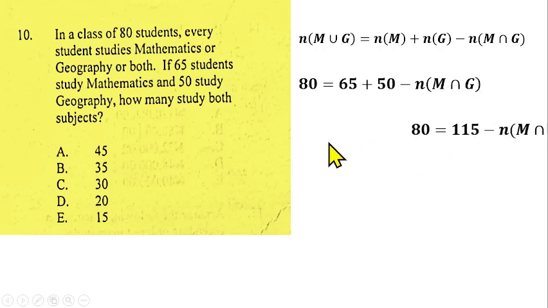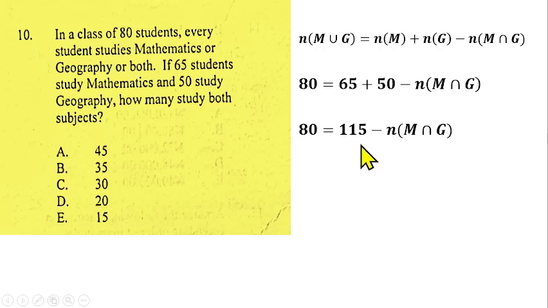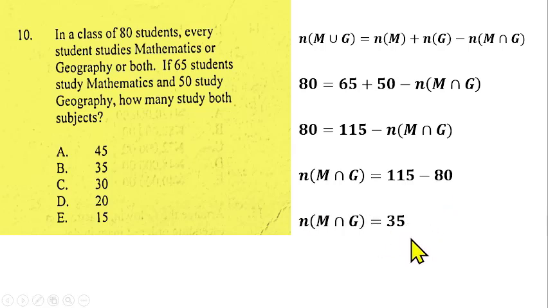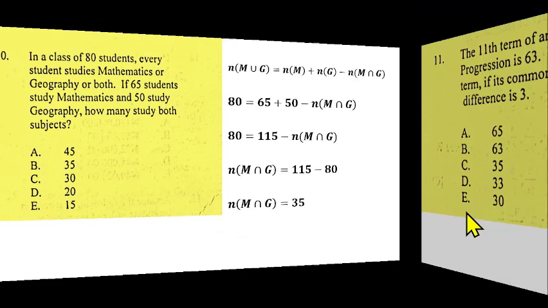In this case, if you simplify further, we have 80 equals 115 minus the intersection. Make this the subject of the formula. So this comes here, this comes here. So we have the number of M intersection G equals 115 minus 80, and that should give us 35. This is the number of students that study both subjects, and we have option B to be the correct answer for question number 10.